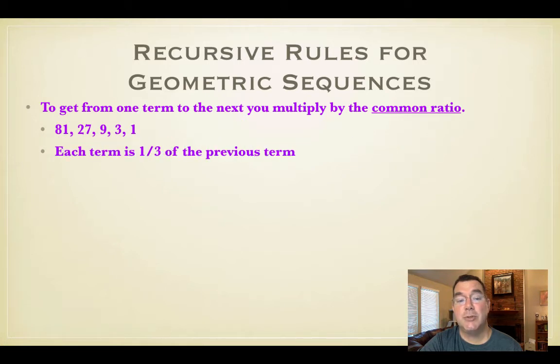Each term is going to be 1/3 of the previous term. That's how I think about it in English. So to write that as a sequence, each term, un, equals 1/3 times the previous term, which is un minus 1.